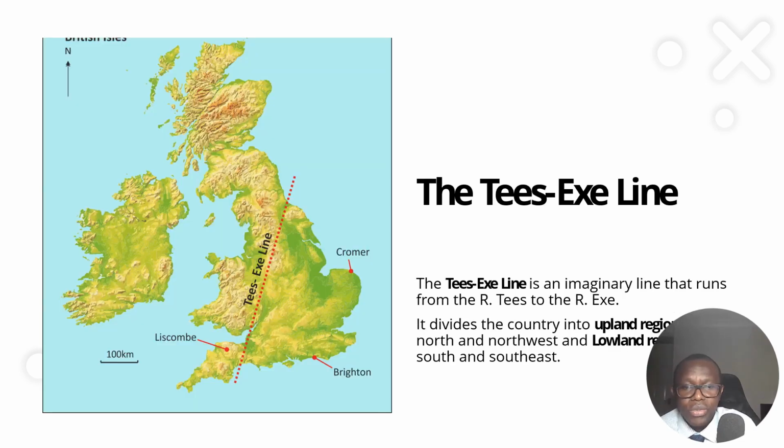So that brings us next to the Tees-Exe line, which is this line along here. Now this is an imaginary line, just like the equator, the Tropic of Capricorn and Tropic of Cancer. But this is not necessarily a line of latitude like the other examples that I've given. This is an imaginary line that runs from the River Tees to the River Exe. And this line divides the UK into upland landscapes to the northwest and the north, and lowland landscapes to the south and the southeast.